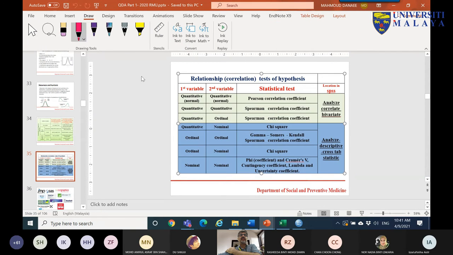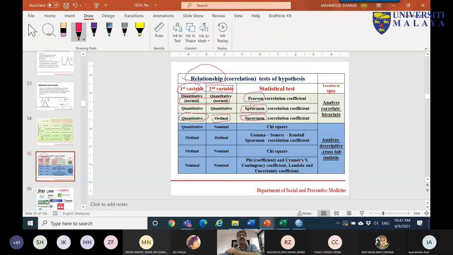When you are planning to do a relationship test or correlation between two variables, what you need to do, because when we talk about correlation, we need at least two variables, right? Clear? So first, just check the type of variables. If two variables are normally distributed and they are quantitative, then you need to do the Pearson correlation coefficient. If both are quantitative, but one or both of them are not normally distributed, then you can use the Spearman correlation coefficient. If one variable is quantitative, no matter normal or not normal, but the second variable is ordinal, again, you can apply the Spearman correlation coefficient.